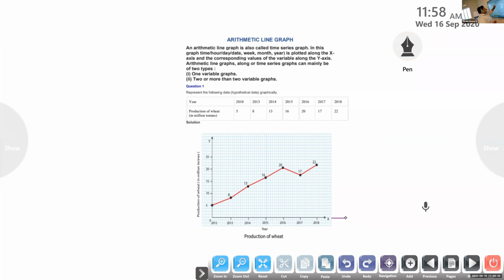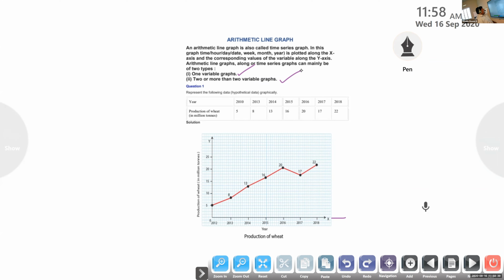Arithmetic line graphs, or time series graphs, can mainly be of two types: a one variable graph and a two or more than two variable graph. Maybe one set of data we can present, or two, three, five, many sets of data. So one is a one variable graph, the other is a two or more than two variable graph. Just note down.